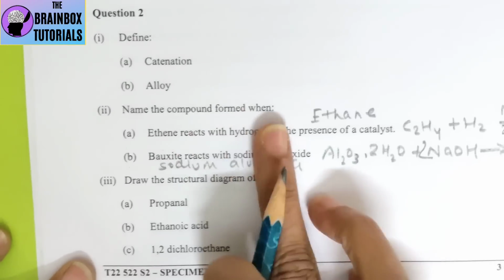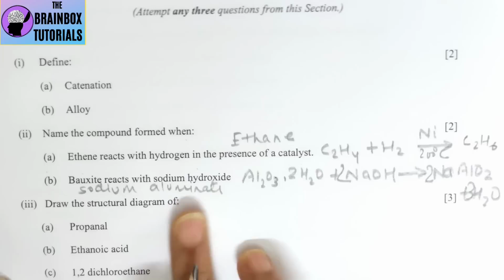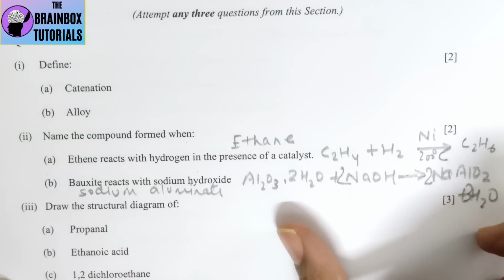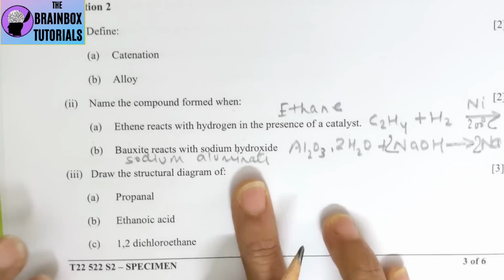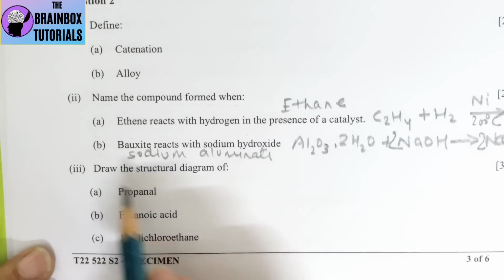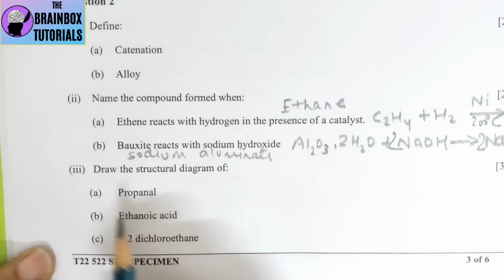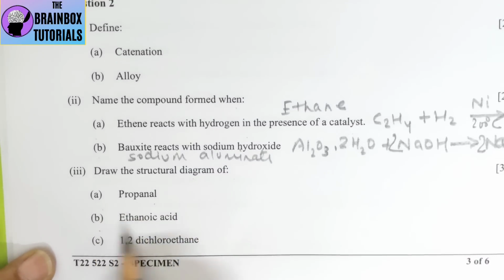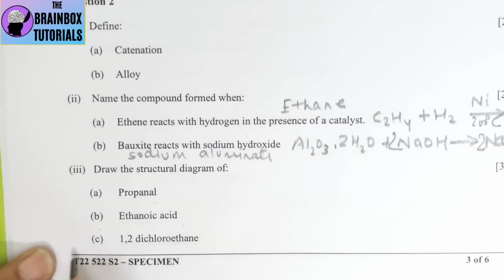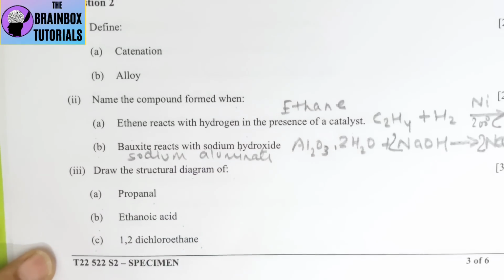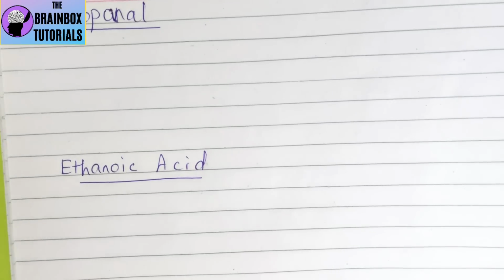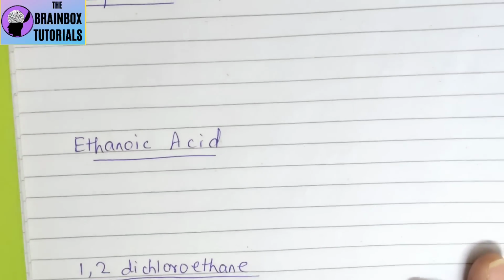Okay, so name the compound, it is sodium aluminate. This is for your practice purpose. You will have to write the name only in the answer. Now number 3, draw the structural diagram of number A propanol, number B ethanoic acid and number C 1,2 dichloroethane. Let's draw the structural diagram of these three.